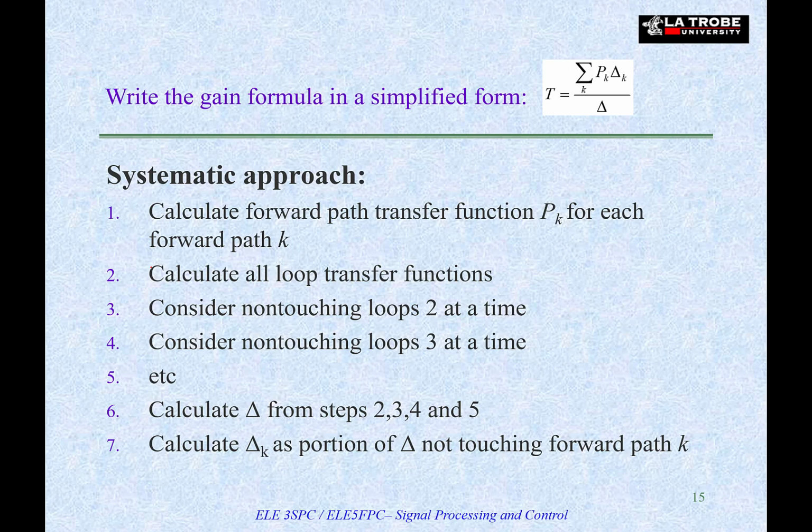The third step is we need to identify non-touching loops. First, we look at 2 non-touching loops. Then we look at 3 non-touching loops. With the information of loop gains and 2 non-touching loops and 3 non-touching loops and so on, we should be able to calculate delta. And with availability of delta, we can calculate delta k, because delta k is a portion of delta with the loops touching the kth path removed.